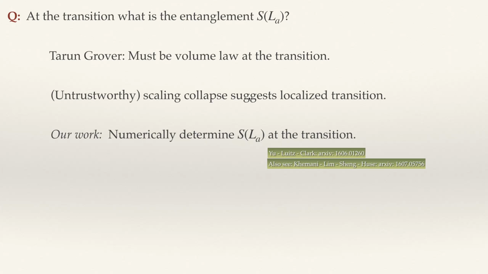There is a scaling collapse done by lots of people, but probably best done by David Luitz and company. Their scaling collapse suggests that the transition should be localized. But we know that the scaling collapse is untrustworthy, because it gives us some critical exponents, and those critical exponents are rigorously mathematically forbidden. So the scaling collapse looks good and reasonable, but is known to be rigorously impossible. I'll then introduce what we can say and how we can tackle it using a numerical approach.